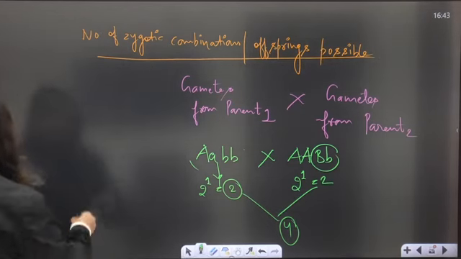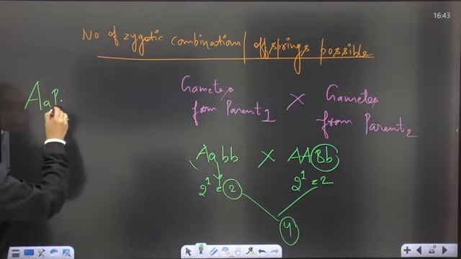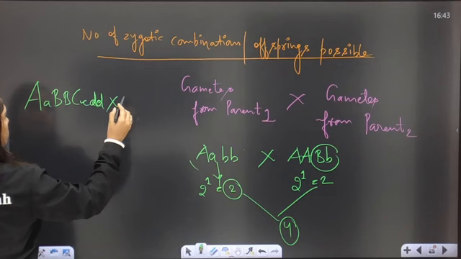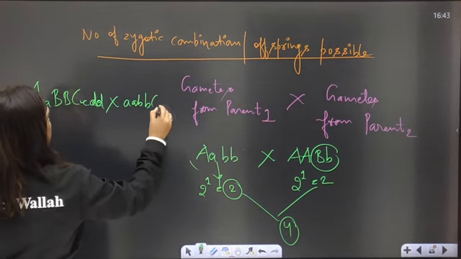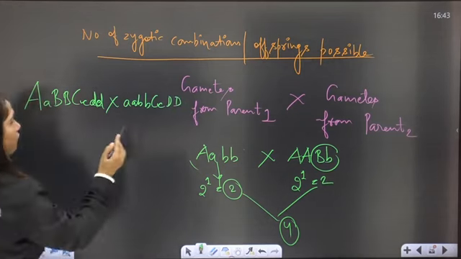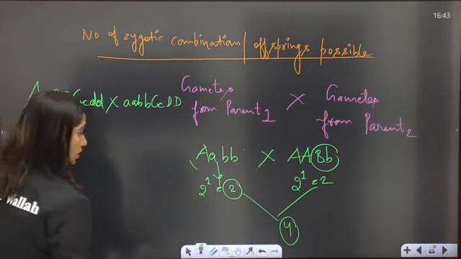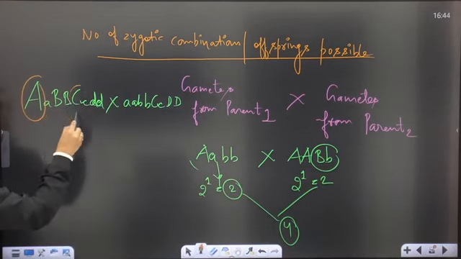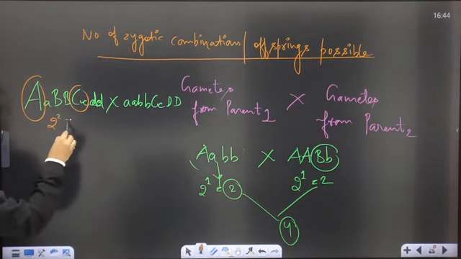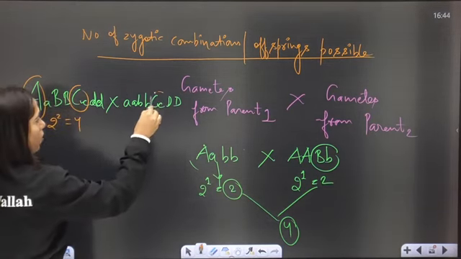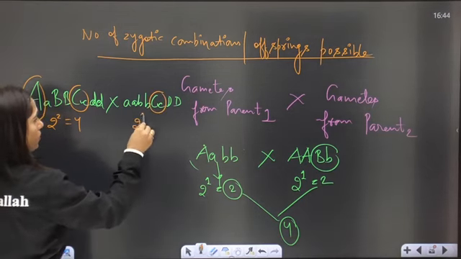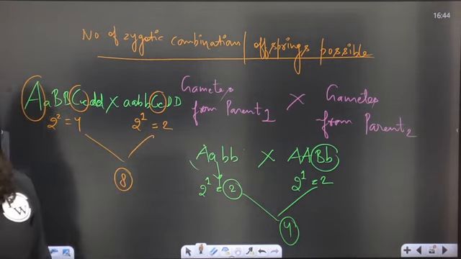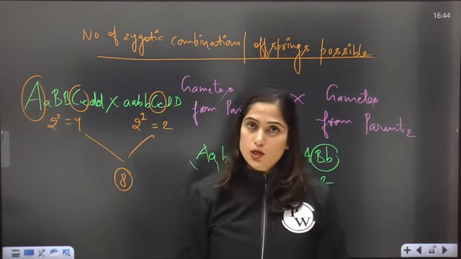Then any example you can take. Suppose these two are the parents, then calculate the number of zygotic combinations possible. There are 2 heterozygous conditions, so 2 raised to the power 2 is 4. Only 1 heterozygous condition in the other, so 2 raised to the power 1 comes out to be 2. So 4 into 2 is 8. This is how you calculate the number of zygotic combinations of offspring.